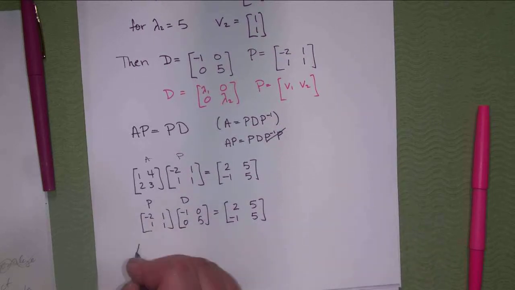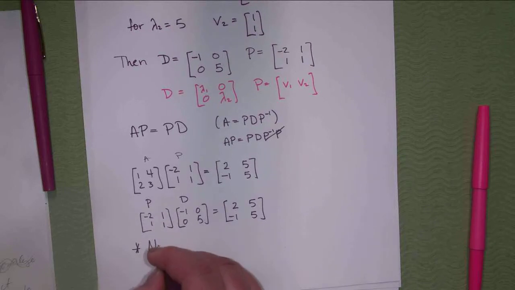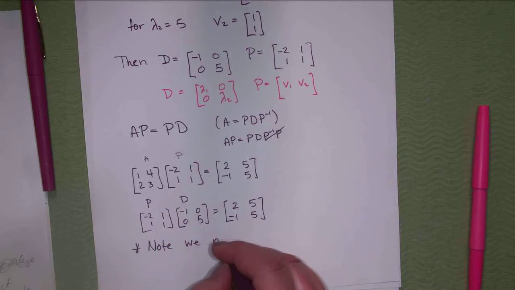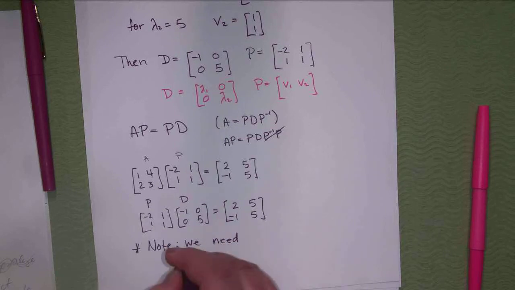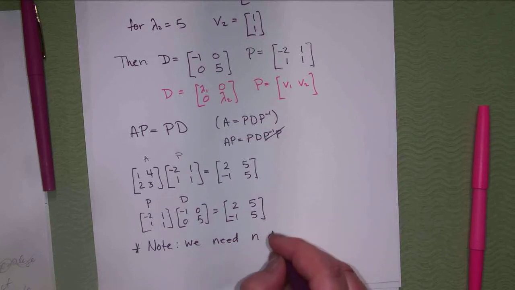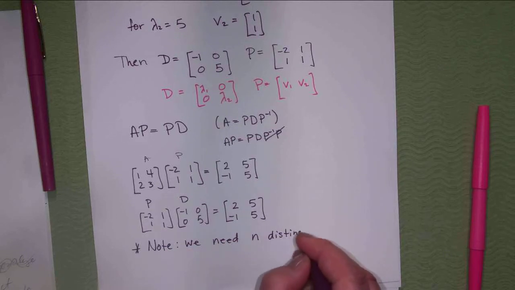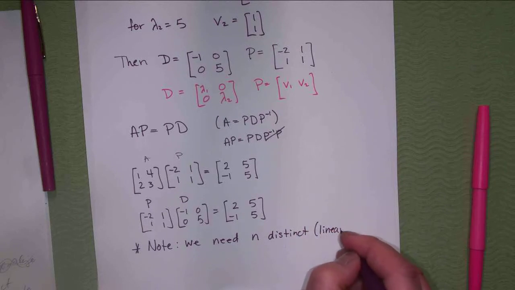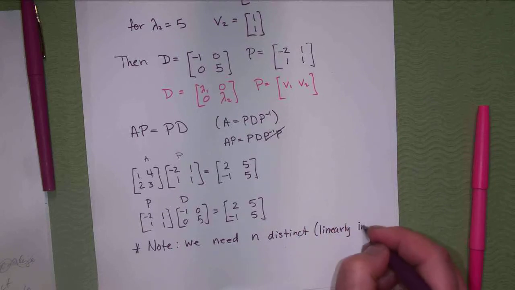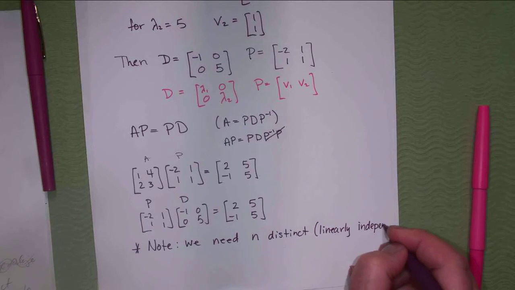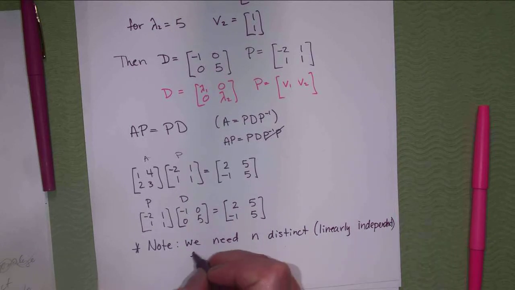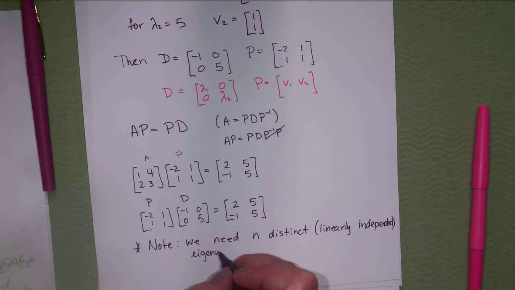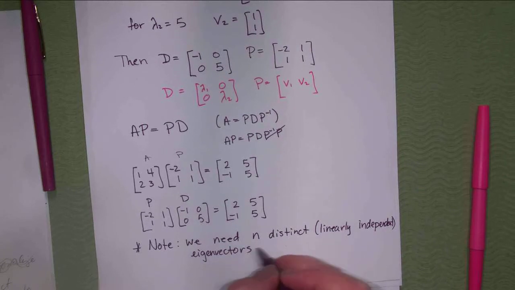Just a note, we need n distinct linearly independent eigenvectors to diagonalize.